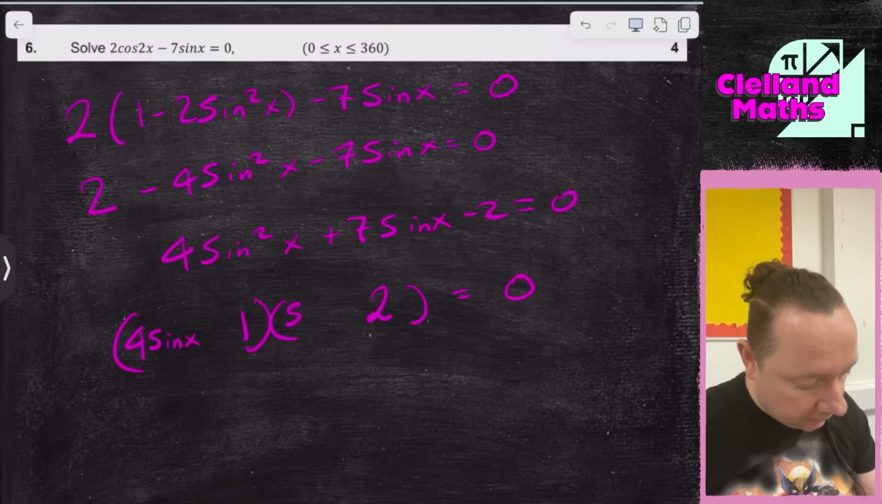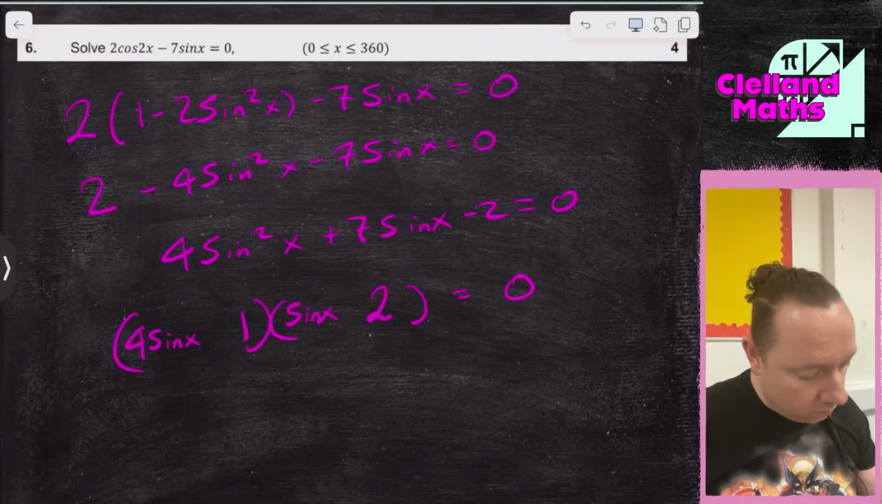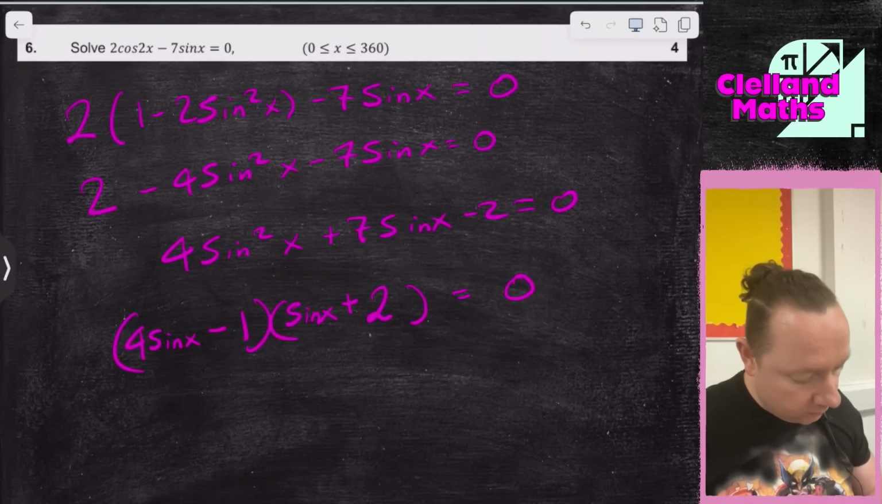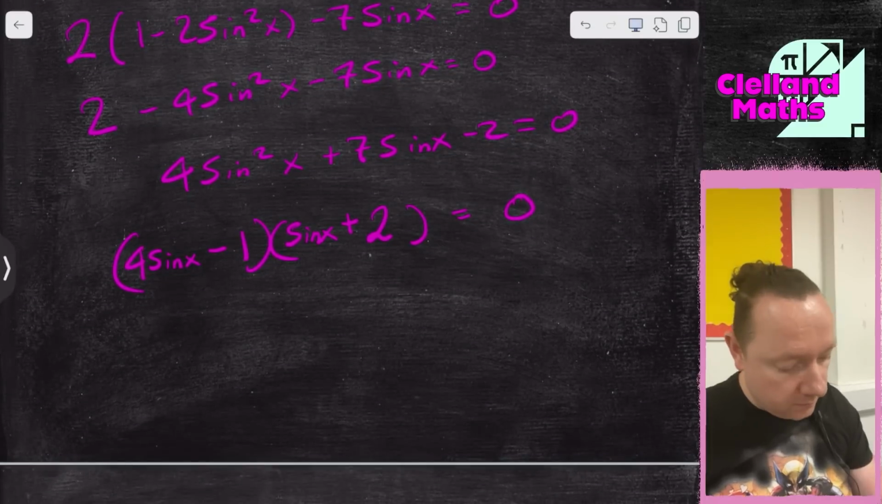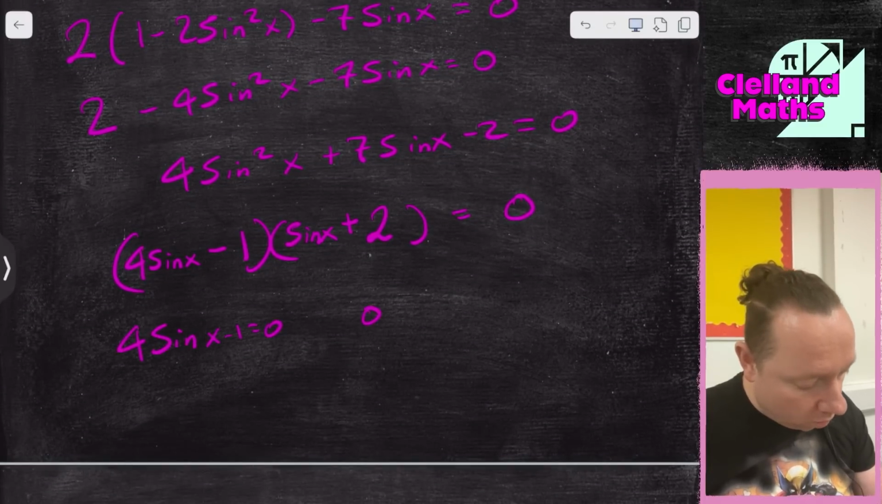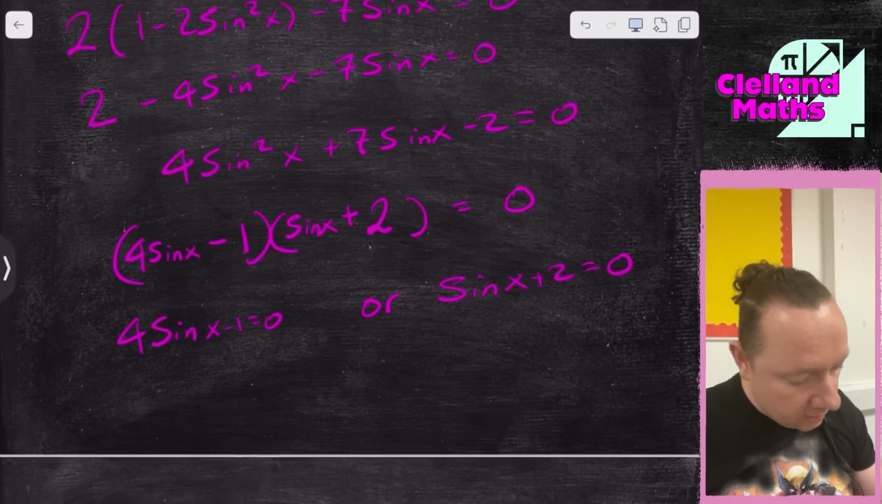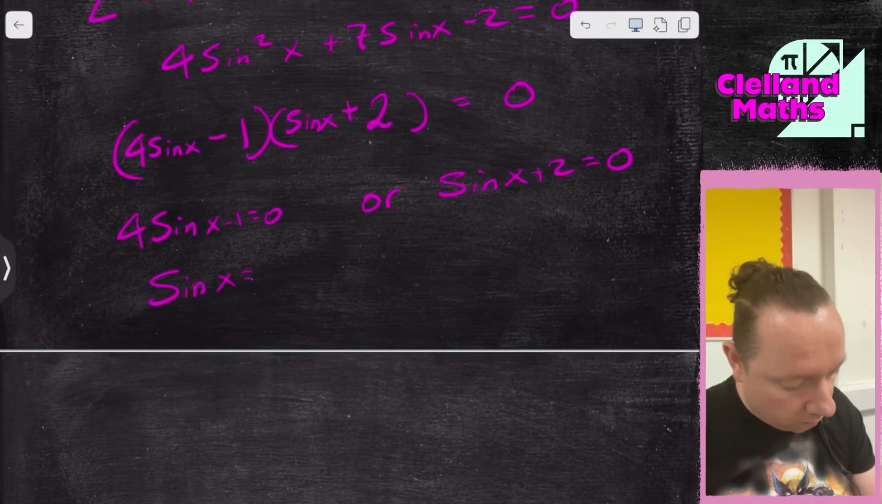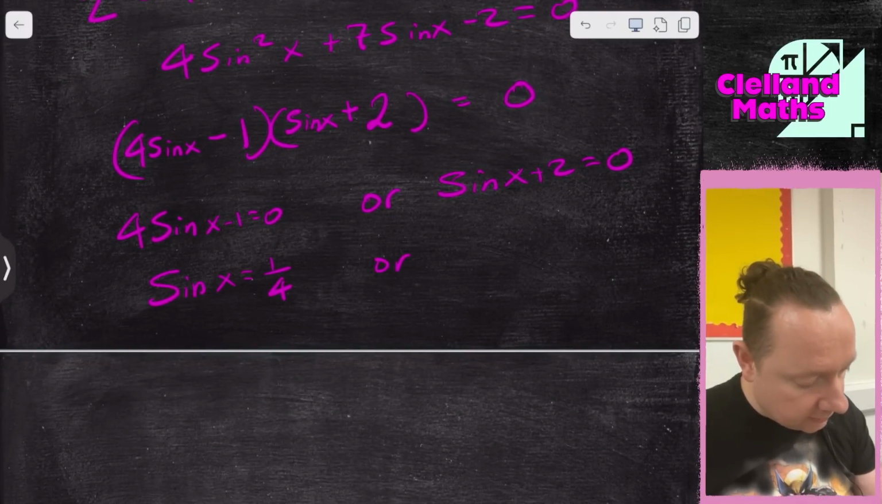And it's sine x. So we've got plus and minus, because that'll give me 4 2s are 8, minus 1 is 7. So we can say that each bracket equals 0. So 4 sine x minus 1 equals 0, or sine x plus 2 equals 0. Solving both separately, sine x on this side equals 1/4, and on this side, sine x equals minus 2.